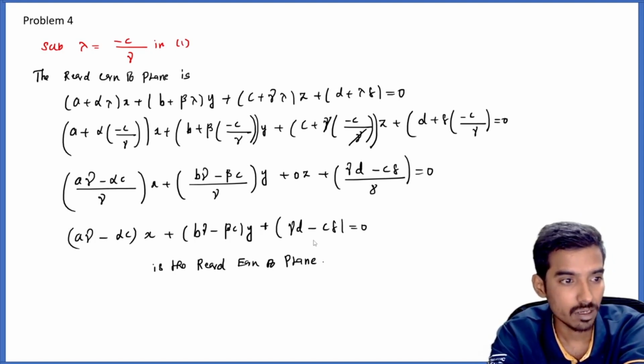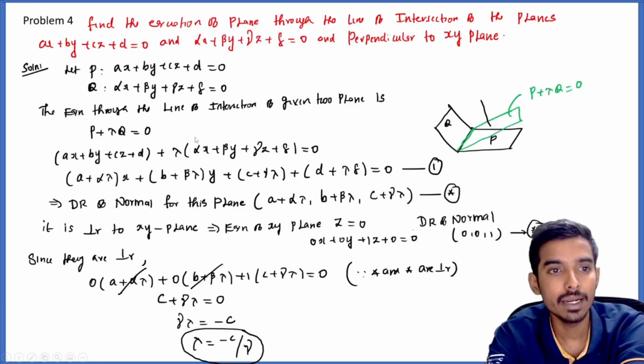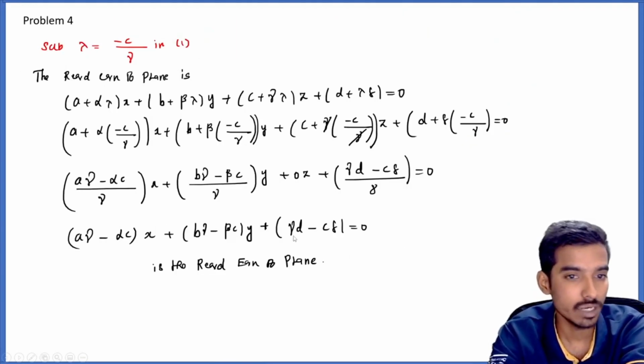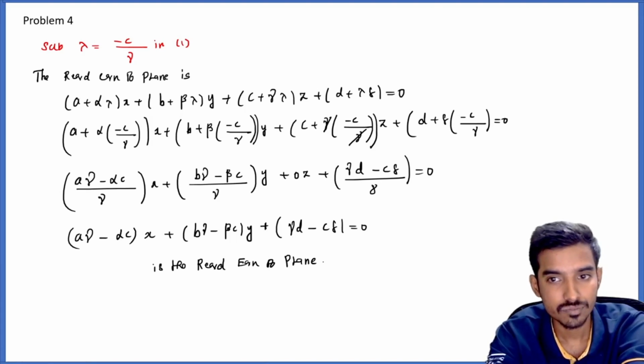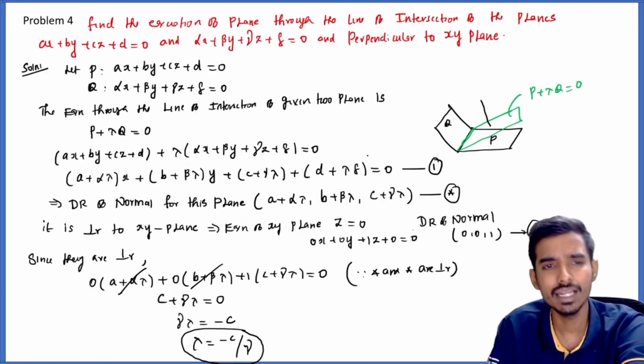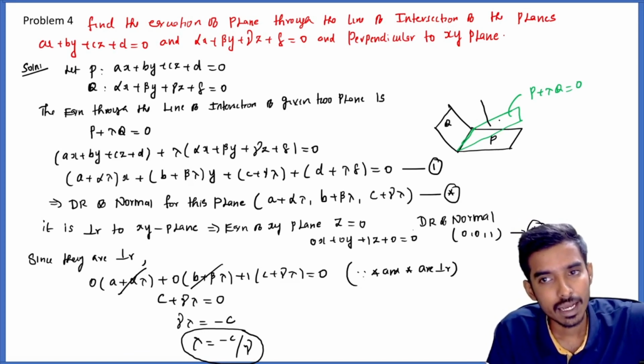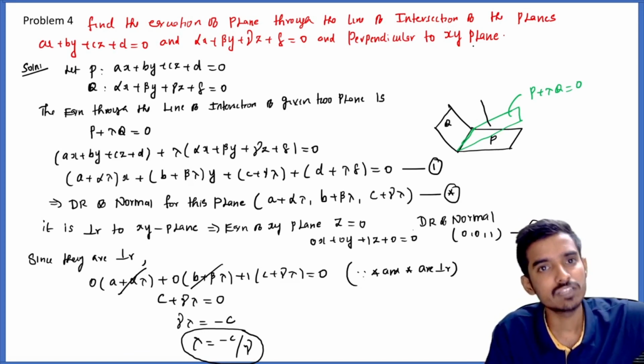That is the line of intersection of these two planes and perpendicular to the xy plane also, right? So this is the required equation of the plane. Very simple, right? Find an equation of the plane through the line of intersection of these two planes, and this plane is perpendicular to the xy plane.